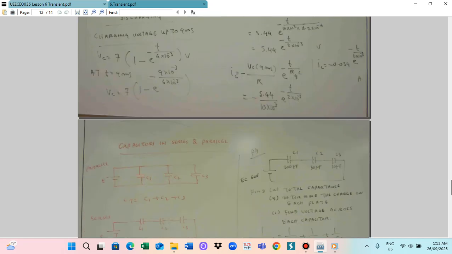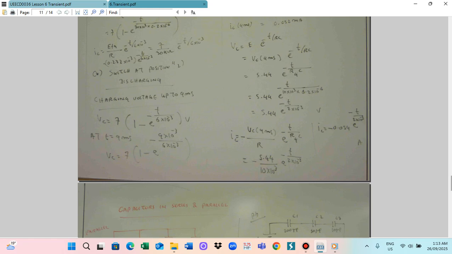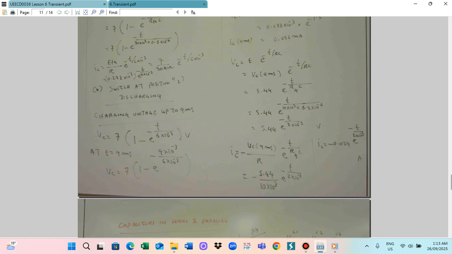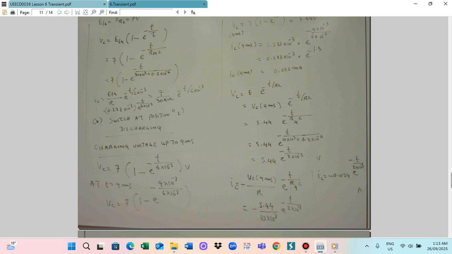So you see, at 9 milliseconds, we got the VC, and also IC at 9 milliseconds. So the IC formula you calculate. IC is 0.233 into 10 power minus 3 multiplied with e power minus T by 6 into 10 power minus 3. So this is the IC.